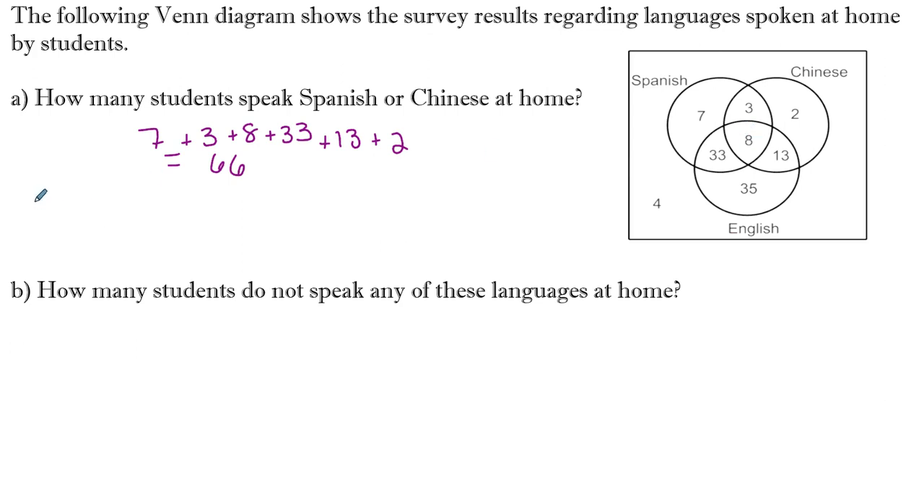Now, I know it doesn't ask it on here, but how is this similar to a probability? Well, if we wanted to know the probability of this event occurring, you would take that number and then divide by the total number of people who are surveyed. So it's as simple as that. Take what you're looking for and divide it by the total. How many students do not speak any of these languages at home? Well, because they've already given us on the outside, anything that's beyond the boundaries of the Venn diagram circles means that that is not included in those values. So there are only 4 students who do not speak any of those 3 languages at home.